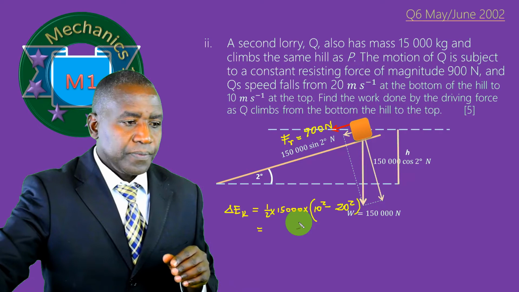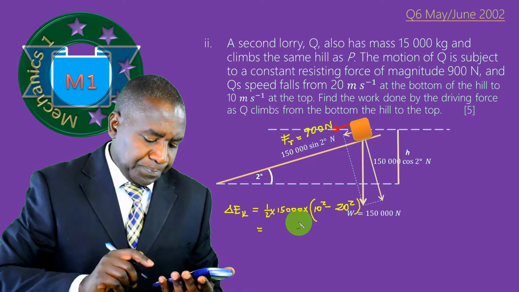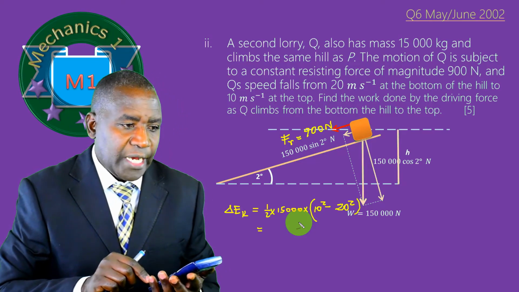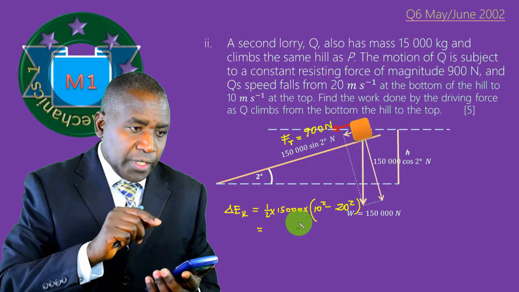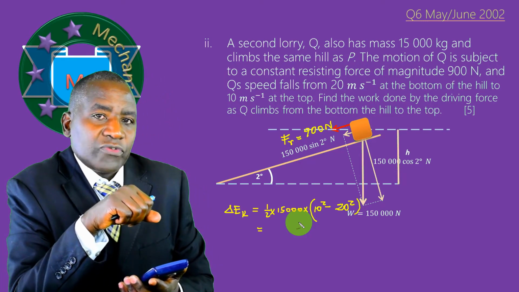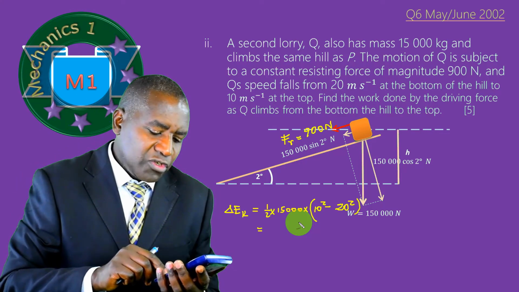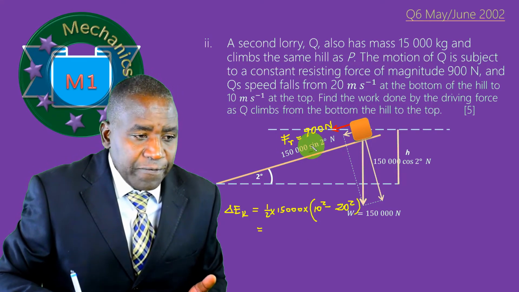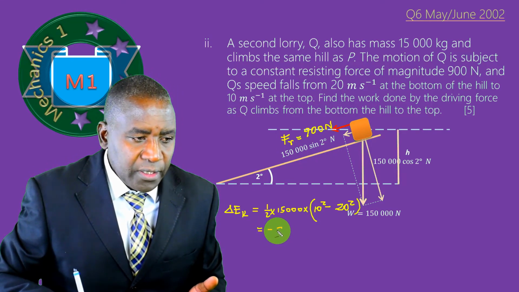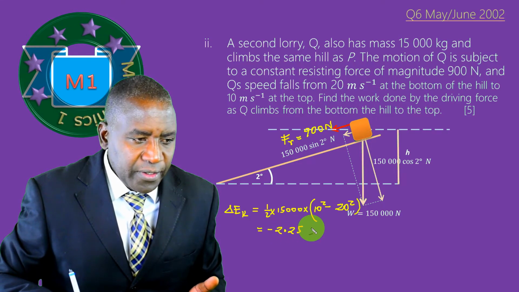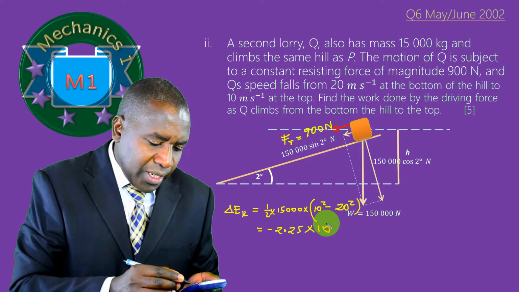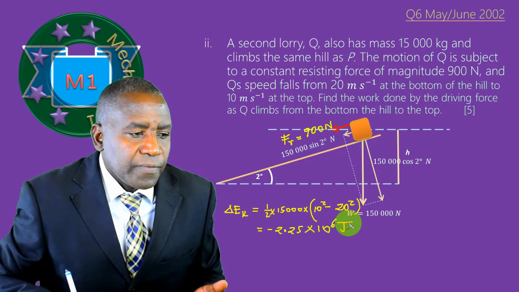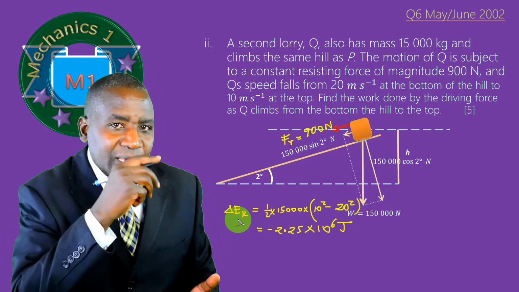So this gives me 7,500 times, into brackets I have 100 minus 400, that is like minus 300, and I'm going to get minus 2.25 by 10 raised to power 6 joules. That is the gain in kinetic energy.